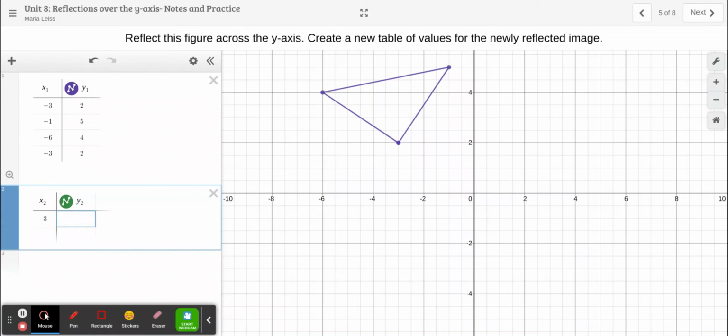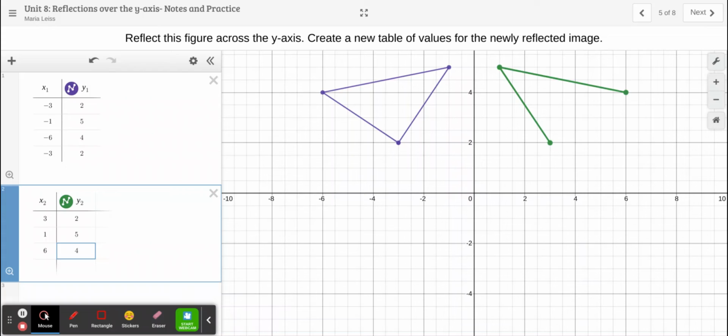-3, +3, and 2. -1 turns to +1, and 5 stays the same. -6 turns to +6, 4 stays the same. -3 turns to +3, 2 stays the same. See how it's just flipped.